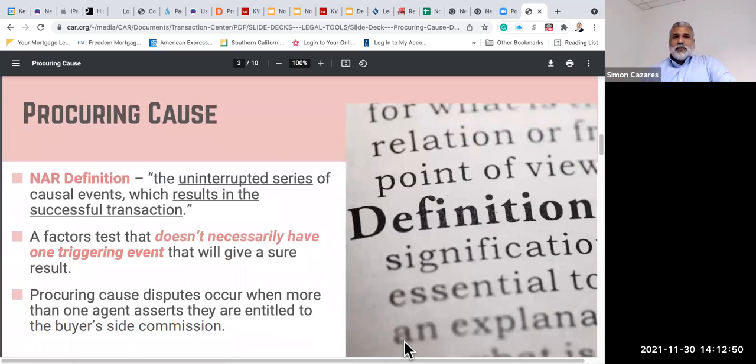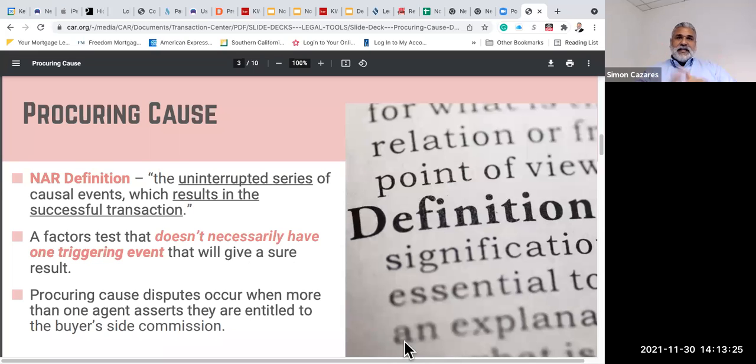Now let's dive into what a procuring cause is. Well, the National Association of Realtors defines it as an uninterrupted series of causal events which results in a successful transaction. So that's the NAR definition. Basically a smooth transaction, meaning there are no hiccups, no interruption, no one interfering with the process of getting the buyer's offer accepted, the buyer's due diligence period, the negotiations, and ultimately the closing, okay?